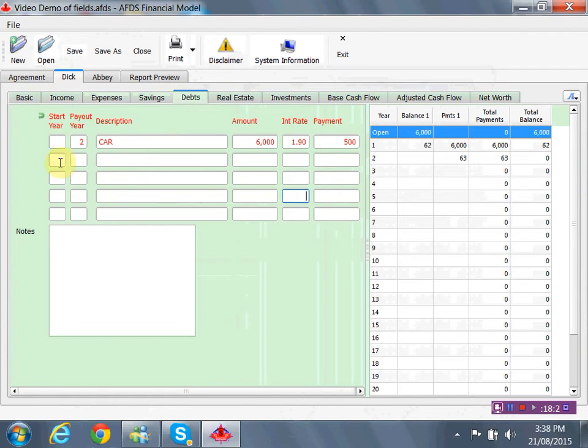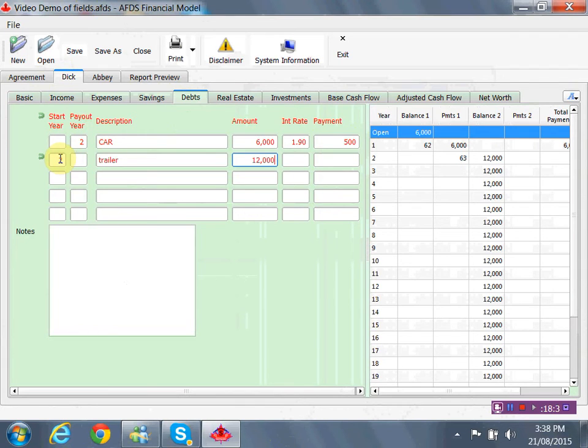And if there was a new something coming up, so let's say in year 2, he's going to buy a trailer for camping, then that's what you would do: you would enter it and it would show up in the future.